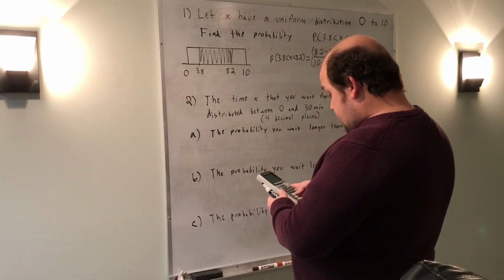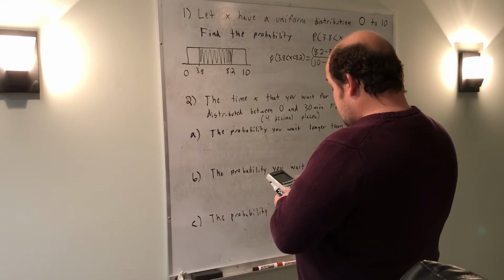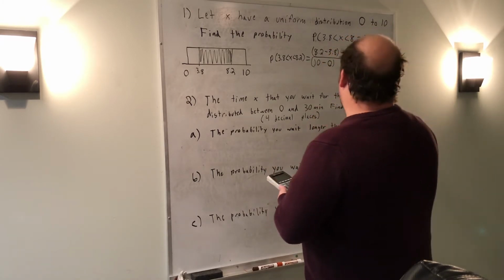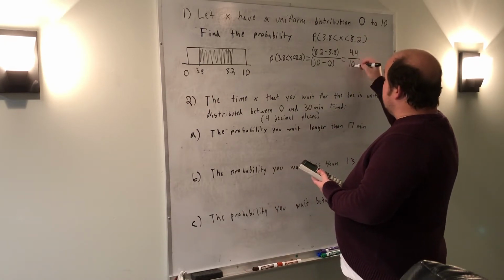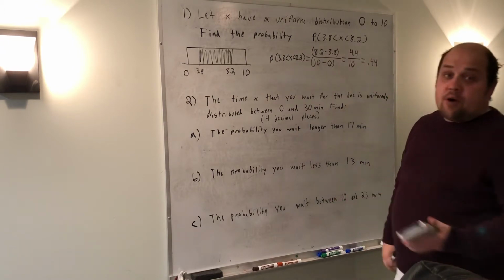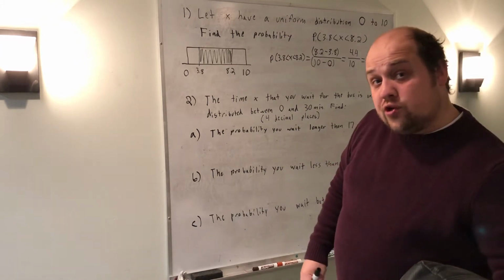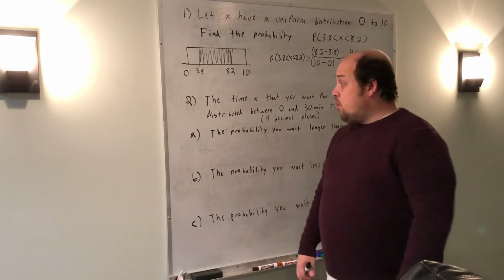On top, when I do 8.2 minus 3.8, I get an answer of 4.4. On bottom, 10 minus 0 gives me 10. When I divide 4.4 by 10, I get 0.44, which is the correct probability. Question 2 uses the same uniform distribution. It's just asked in terms of a word problem.